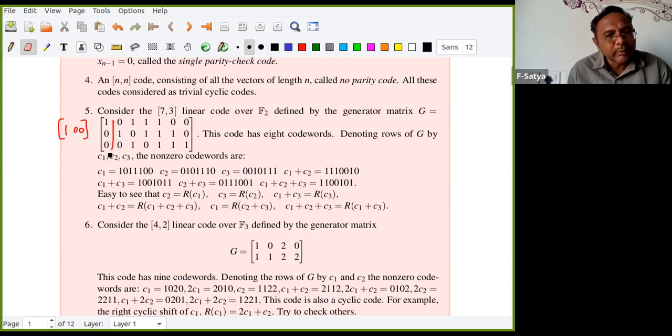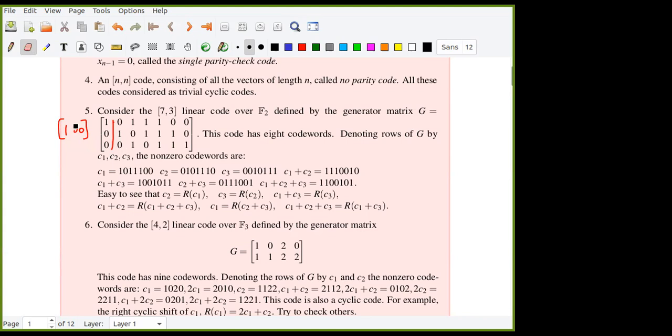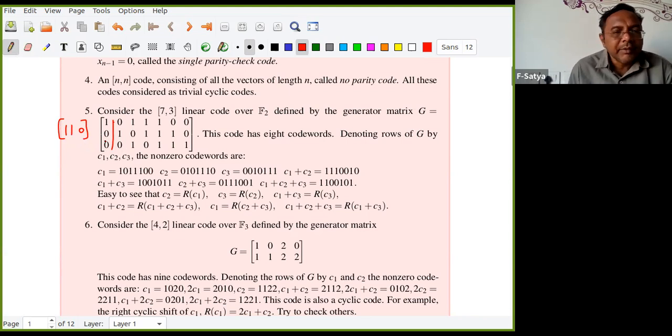I'm explaining one more time. What will 110 do? Adding the first two rows. 111 will add all three rows. That is the only thing. So we'll get a total of 8 codewords.